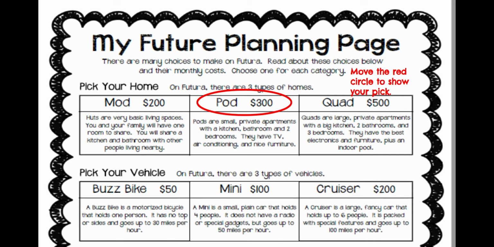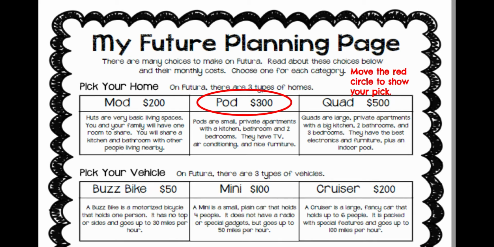Next, there's the Mini. A Mini is a small plain car that holds 4 people. It does not have a radio or any special gadgets, but it does go up to 50 miles per hour. So it goes a little bit faster than that bike. And you can fit 4 people in that car.